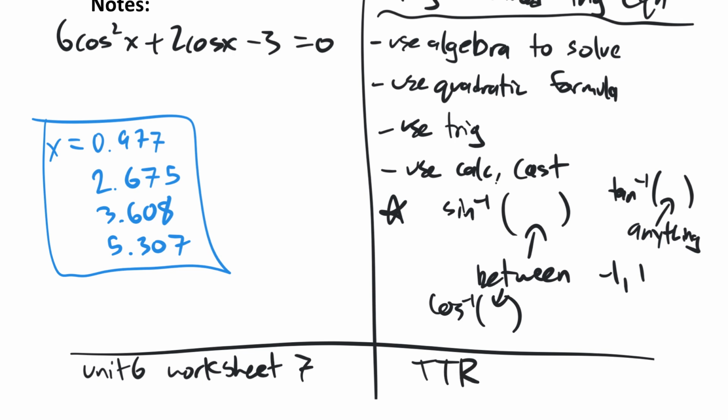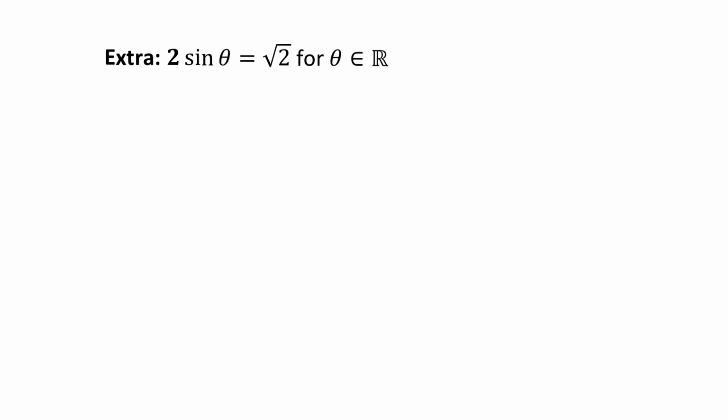Now just one last thing I want to look at. This is kind of extra, but I want us to look at a question like this. 2 sine theta equals root 2, where theta is an element of the real numbers. You might have seen this on some of the review questions or maybe on previous exams. We haven't talked about this a whole lot, and it's more just like a little extra thing we can tack on. It's nothing super new. It's just what's called the general solution.